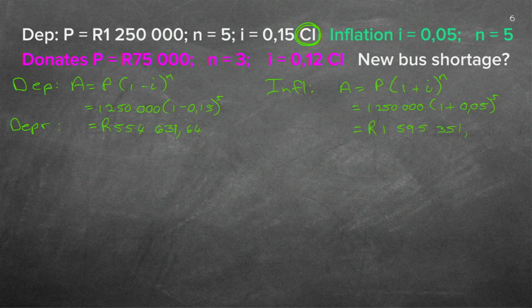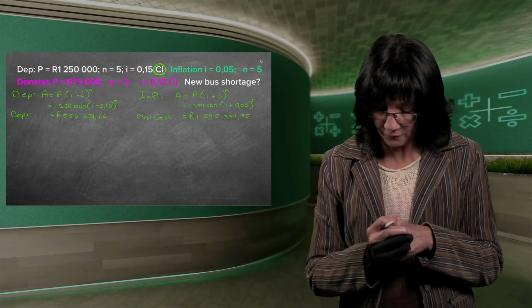And that should be 1,595,351 rand and 95 cents. This is what the new vehicle is going to cost. 1.5 million. It was 1.2 million. So it should cost more because it's in 5 years' time. So that is what the new vehicle is going to cost.